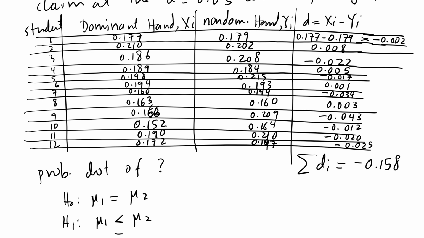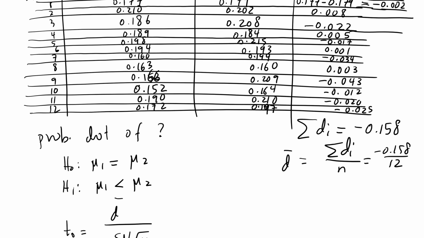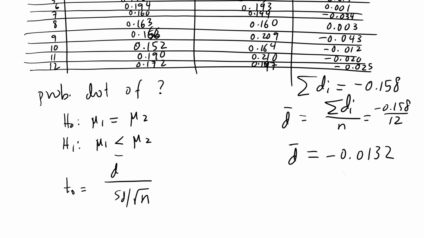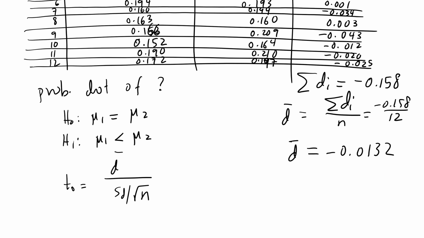So now what is the mean here? The d bar, we need the d bar, is basically the sum of all the di's divided by the sample size. So negative 0.158 divided by 12. And that would give us d bar equals negative 0.0132. Usually you can round to 4 decimal places.